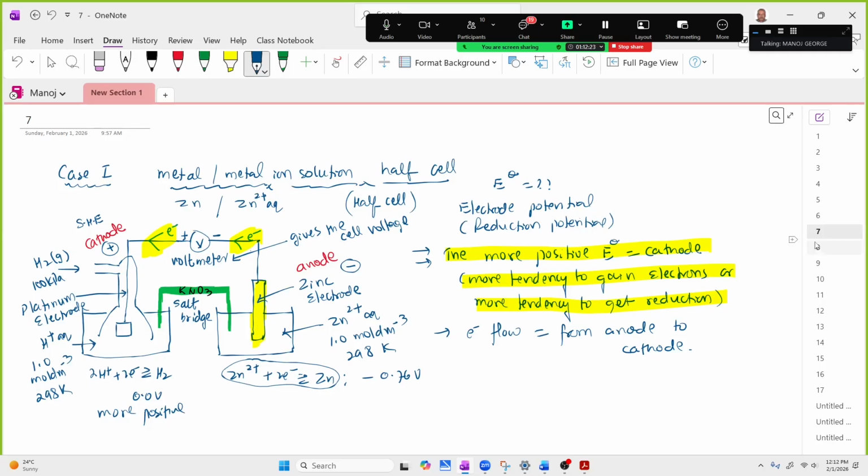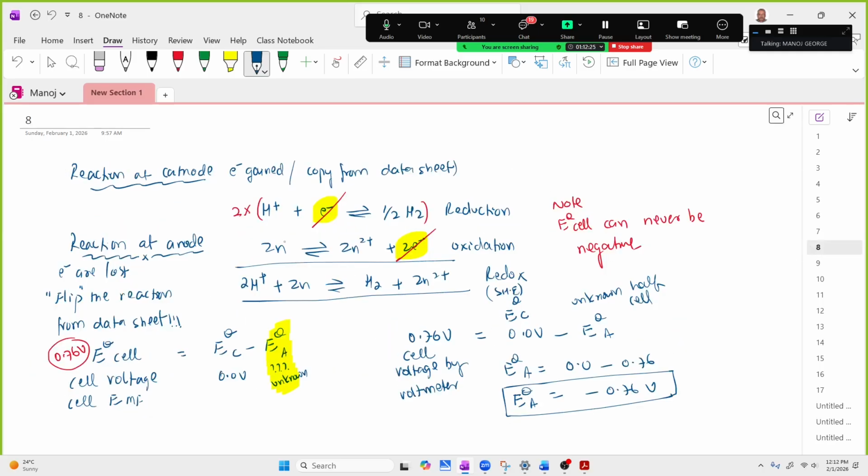And then how do we do the redox reaction? We write the cathode equation directly as it is from the data sheet. But for the anode, remember to flip the equation from the data sheet, just reverse the whole thing. Then make sure the electrons are balanced, do the appropriate multiplication, cancel the electrons out, and you get the overall redox reaction.